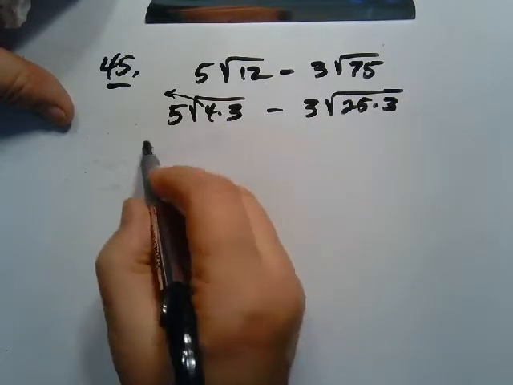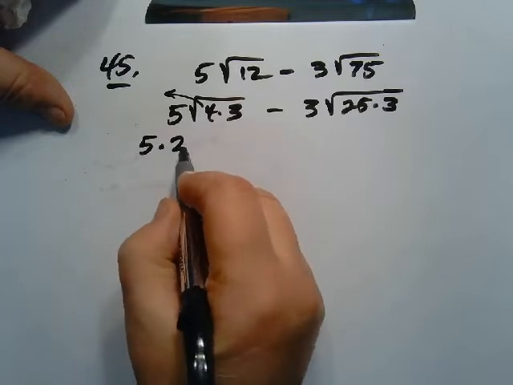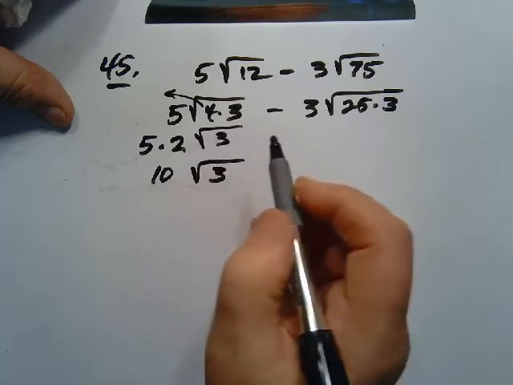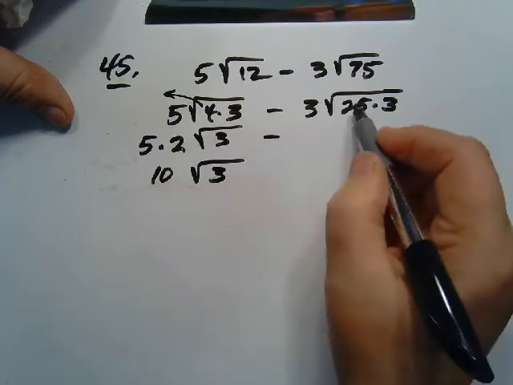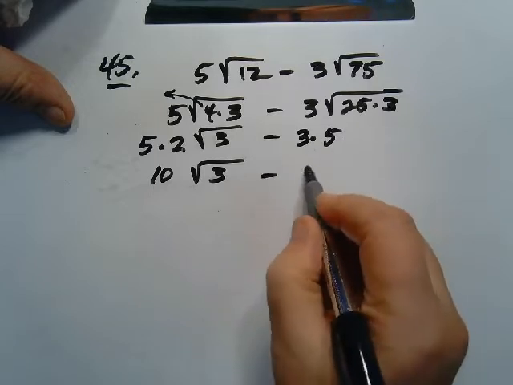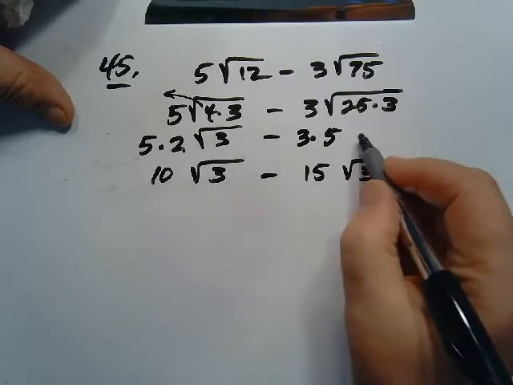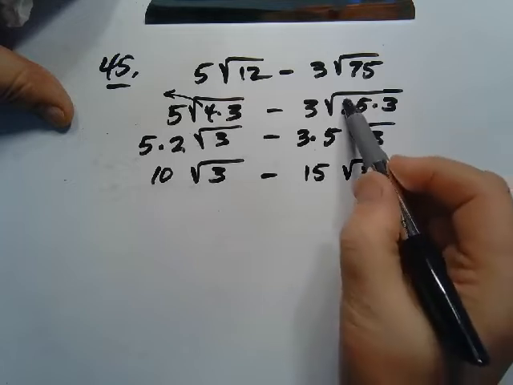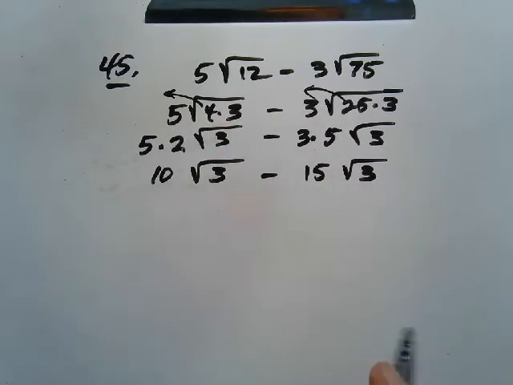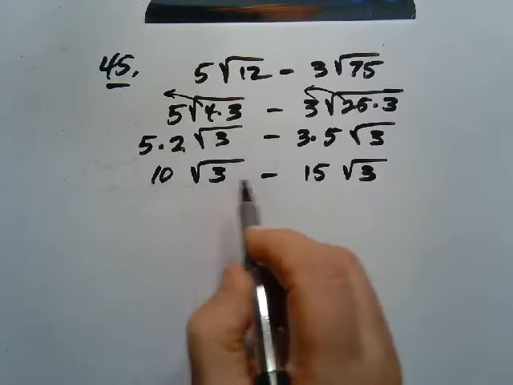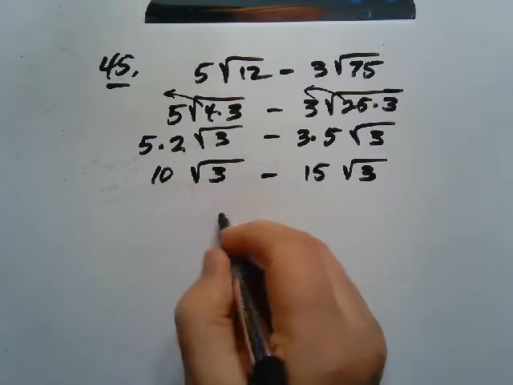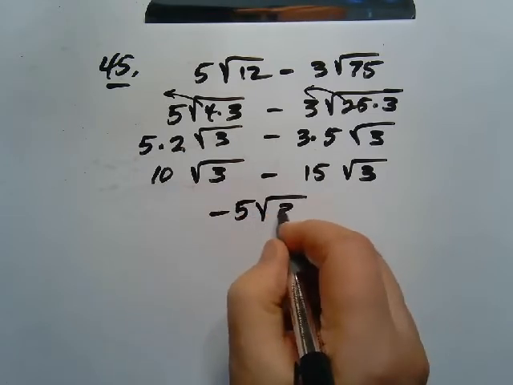Well, the square root of 4 is 2. So 5 times that 2 is 10 root 3. And then over here, the square root of 25 is 5. So this is 3 times 5, or 15 root 3. All right? Take the 5 out of there, take a 2 out of there. Now, both of these are like radicals, so I can take one away from the other. They both have the square root of 3. It's a like radical. 10 minus 15 is a negative 5 root 3.